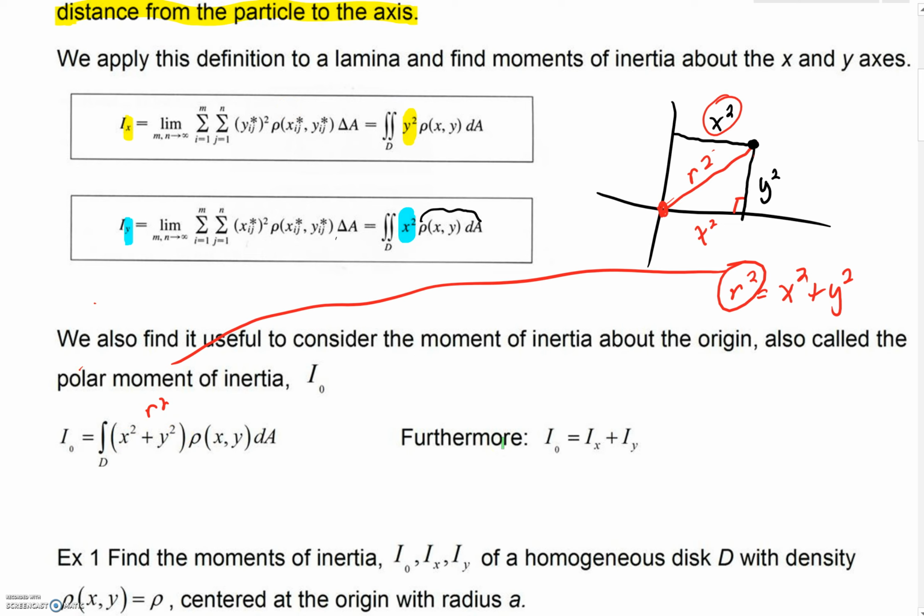Furthermore, I think you're going to be able to see very quickly that this polar moment is really just the moment of inertia about the x-axis plus the moment of inertia about the y-axis. If you add those two integrals together, remember those rhos are the same, so you can combine them into one integral and more or less see this. That's very helpful as well.